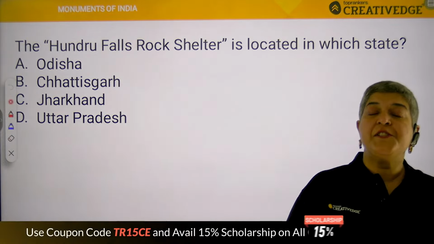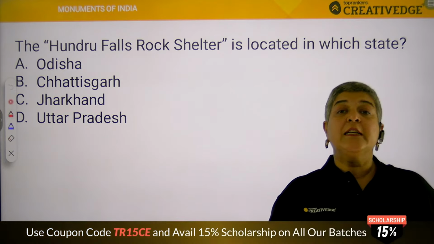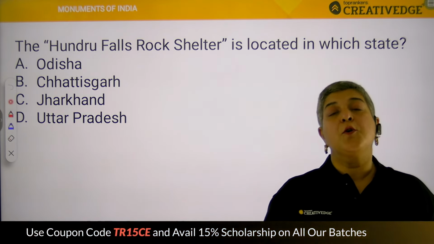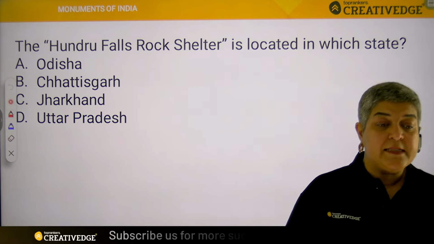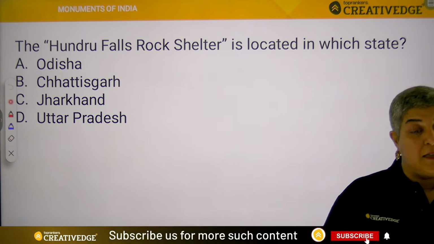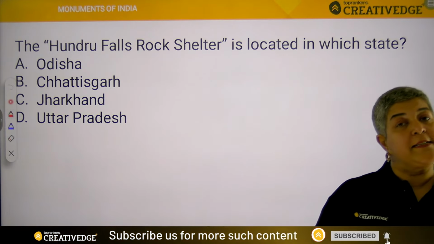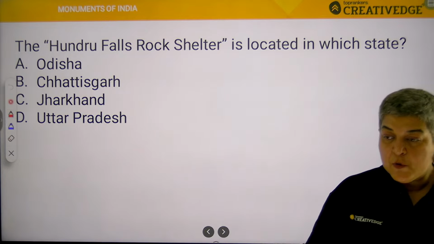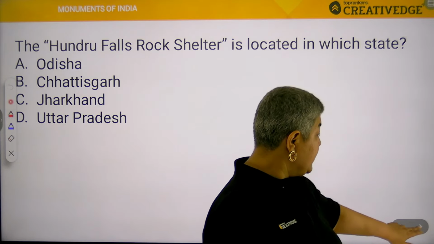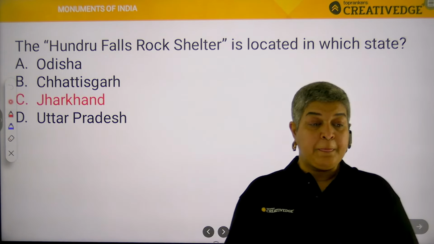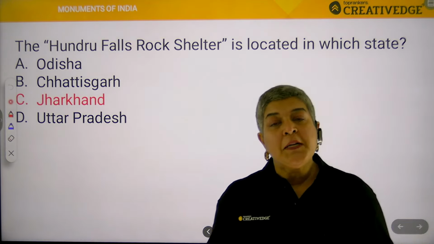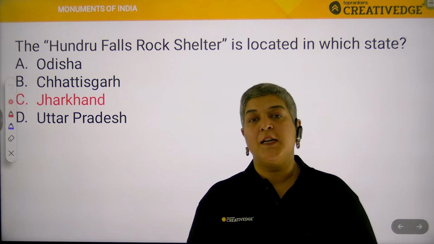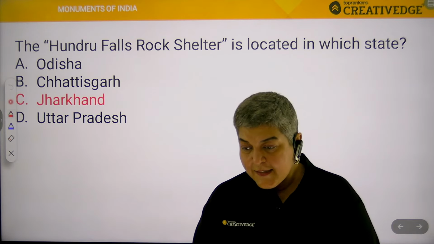The next question in front of you is: the Hundru Falls rock shelter is located in which state? Is it Odisha? Is it Chhattisgarh? Is it Jharkhand? Or is it Uttar Pradesh? So people, the correct answer to this is Jharkhand. Can anybody quickly tell me what is the capital of Jharkhand? Everybody? Yes?